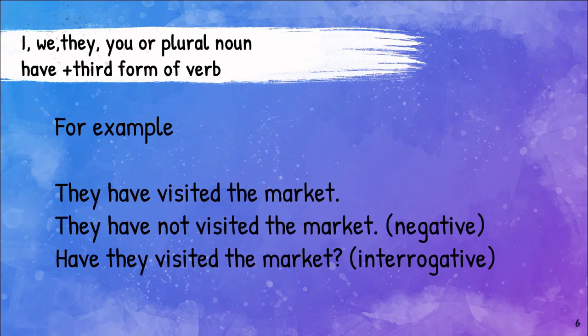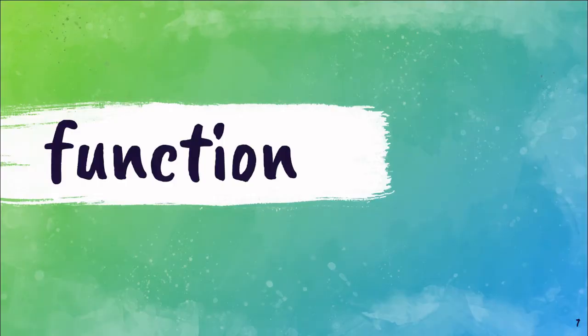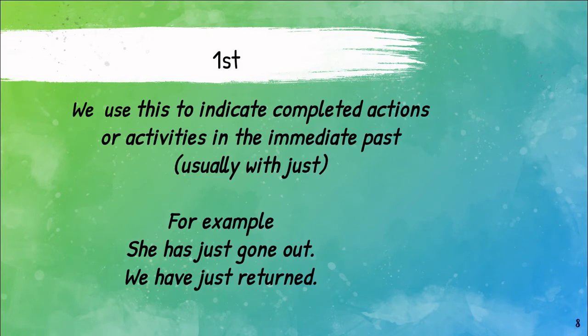Come to the function of this tense. This approach is attached with this tense, that it is used for the completed action. It is, but it has many other functions too. Let's discuss that. We use this tense to indicate completed actions or activities in the immediate past, and we usually add the word just to indicate that the action occurred recently. For example, she has just gone out. We have just returned.